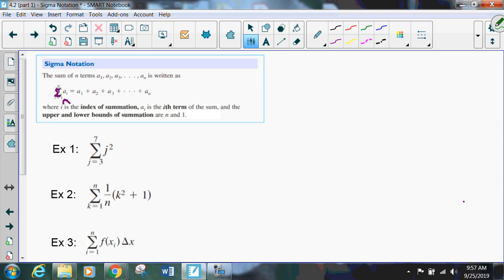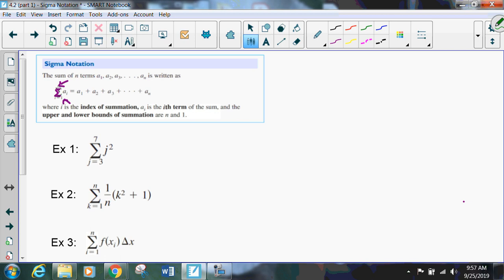That 1 is our lower bound of our summation, and where we end, that n, represents our upper bound. And we're going to use i as the index of summation, though sometimes you can also use j or k. So here we go. Let's look at example 1 to remind ourselves what we did last year.